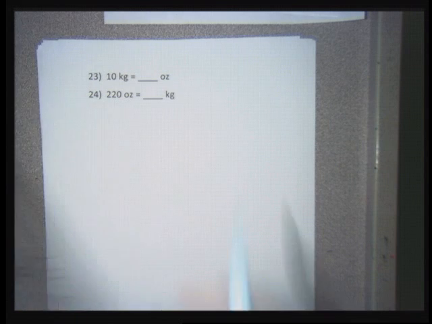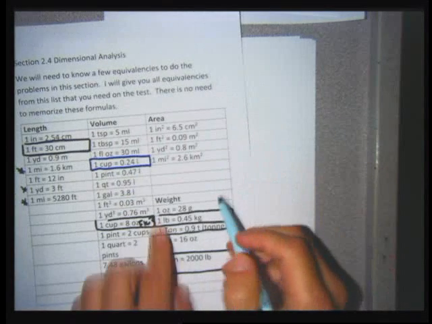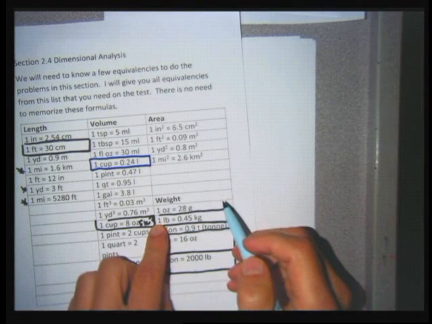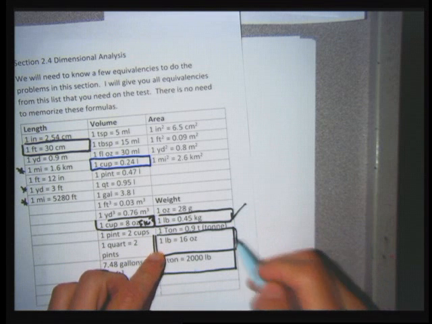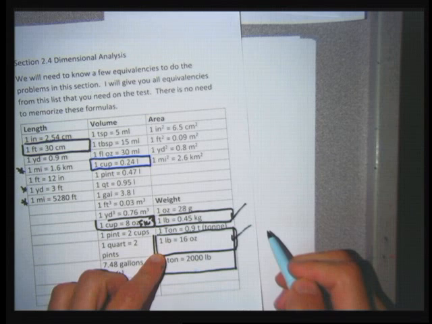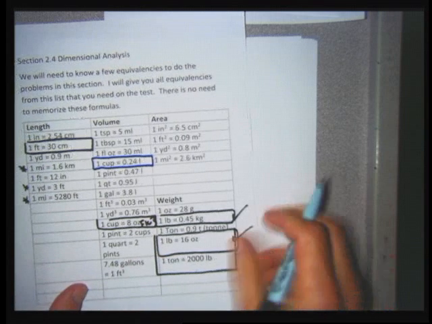Ounces to kilograms. Ours are backwards from each other, but we're going to use the same units just differently. And for the units we're going to use, I can get from kilograms to pounds, and then pounds to ounces. So I'm going to use that one to get from kilograms to pounds, and then that one to get from pounds to ounces. So I'm going to need both of those.